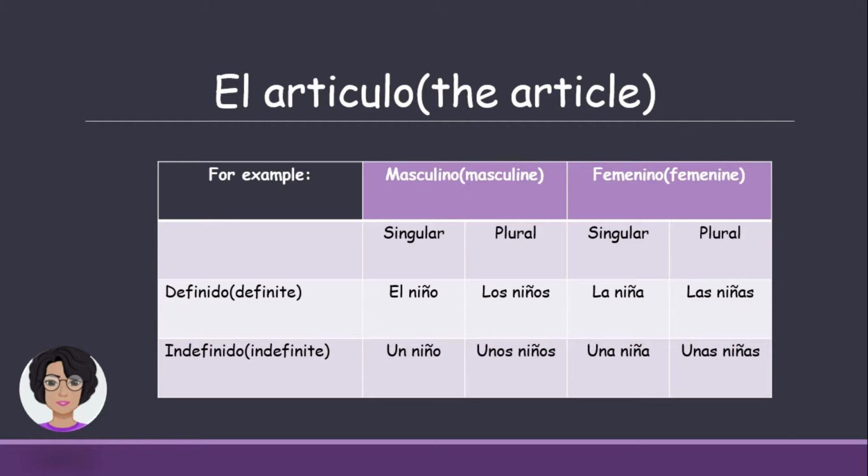And that's exactly what we have in Spanish. El, los, la, las for something that we know. Un, unos, una, unas for something we don't know or we cannot identify.